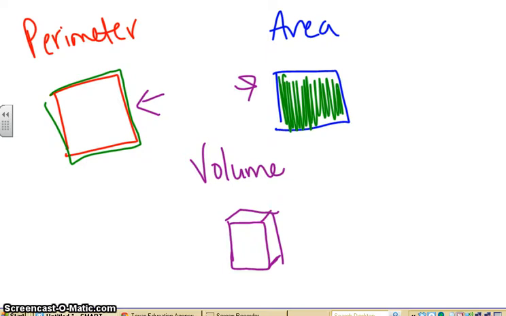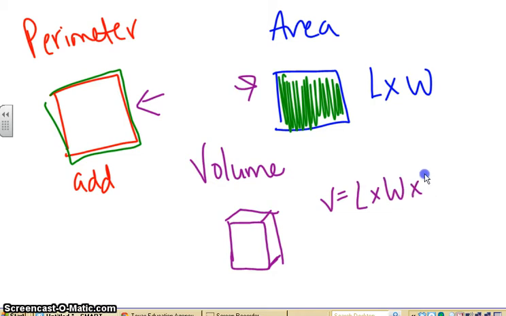So how do we figure that out? Well, we have to multiply three things together. Remember perimeter? We added all the sides. In area, we multiplied one length times one width. And in volume, we're just going to take it one more step further. For volume, we have to do one length times one width times a height, because now we're working with a 3D shape.